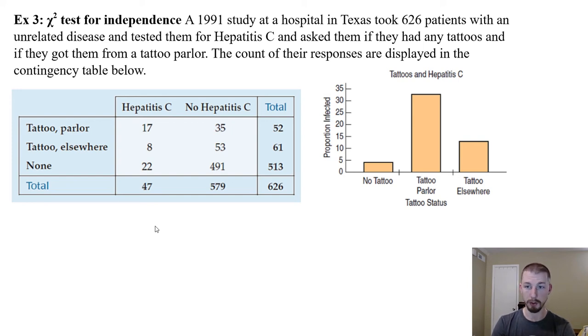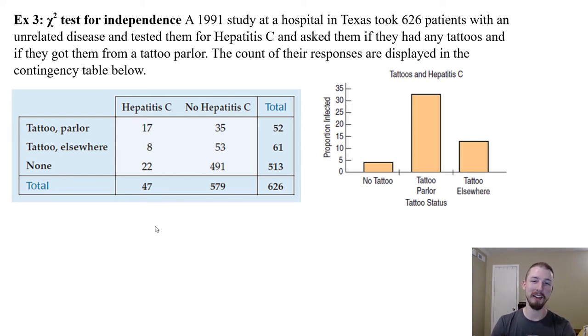Took 626 patients with an unrelated disease and tested them for Hep C and asked if they had any tattoos, and if they got them at a tattoo parlor, if they did have tattoos, or was it done at home or something like that, or prison tat. I don't know, that's probably what's going on. Anyway, lurking variables there.